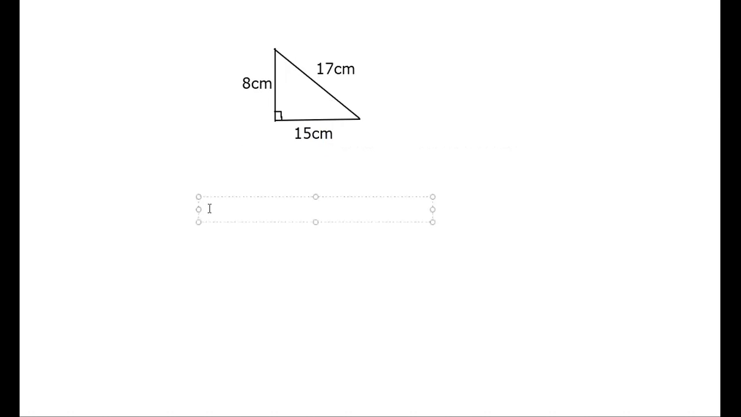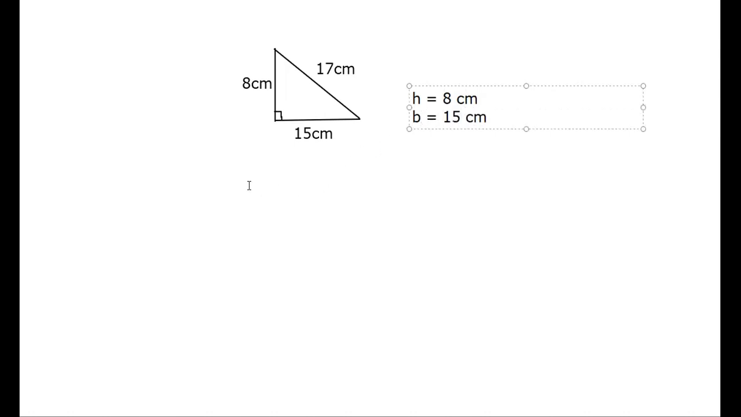So all you have to do is write the formula. First, area is equal to half BH. Now this side has nothing to do with us because that's another side of the triangle. We only need the height and we need the base. So here the height is 8 and the base is 15, right? So first let's write down, height is 8 and the base is 15 centimeters.